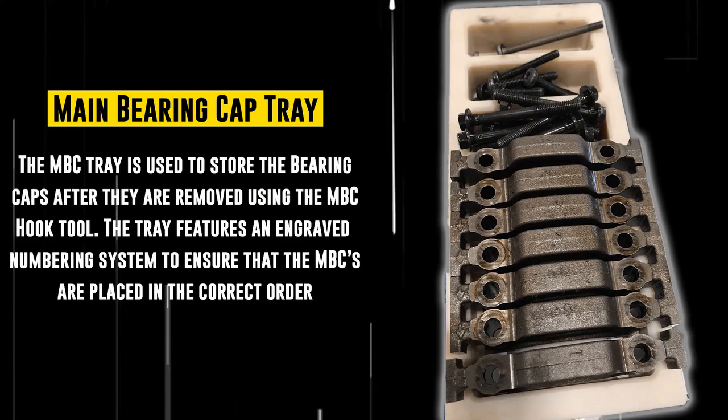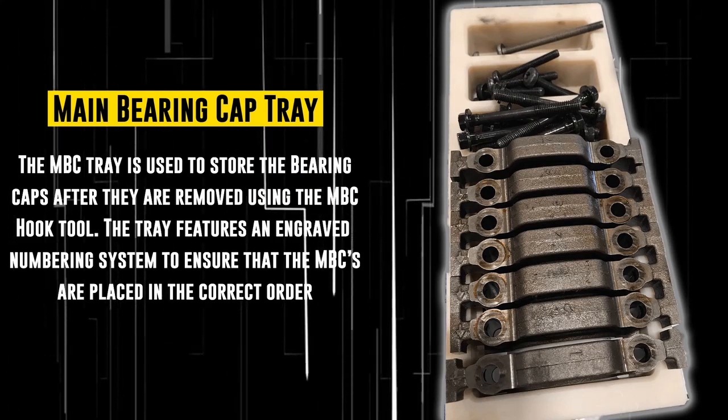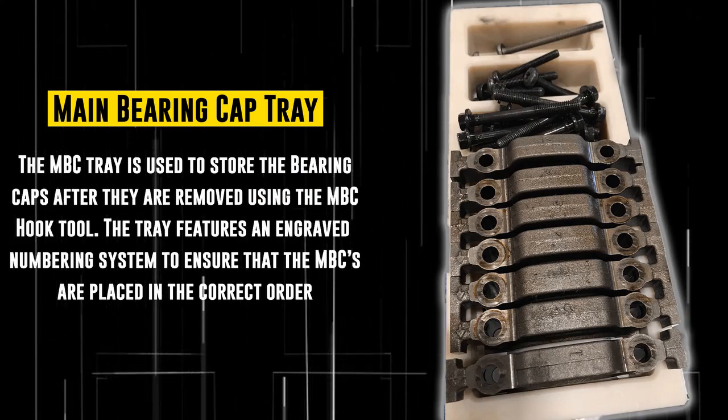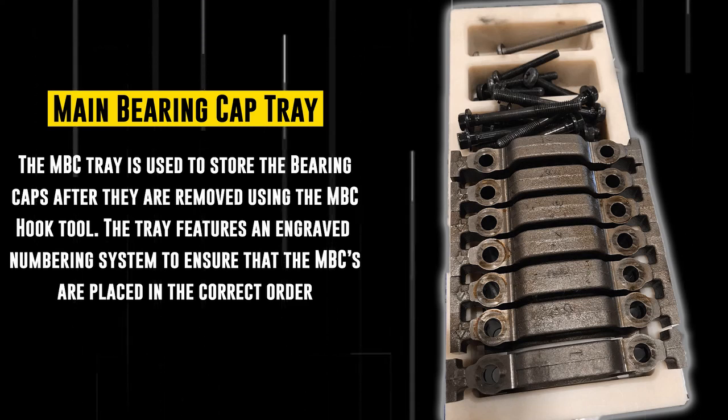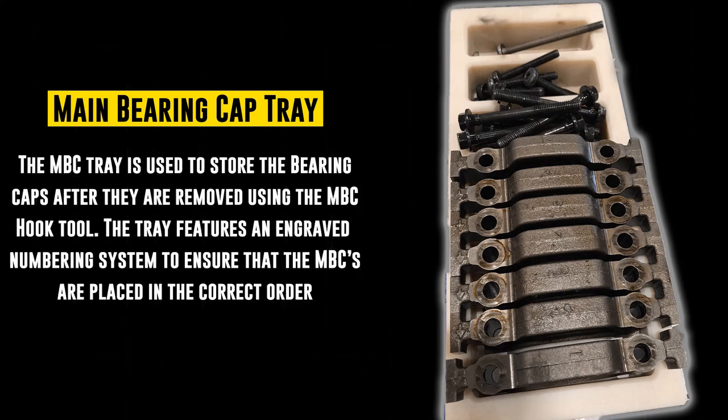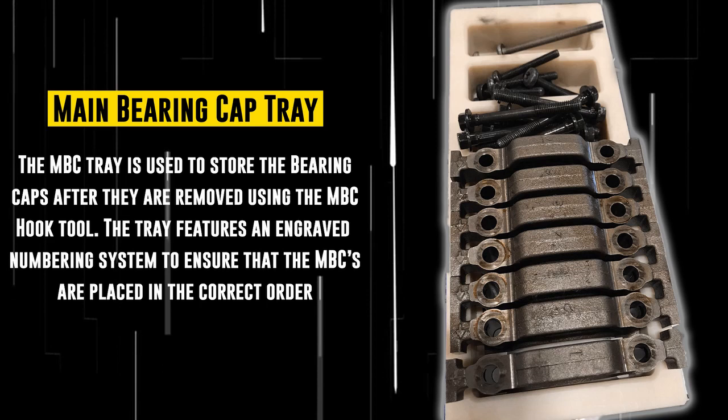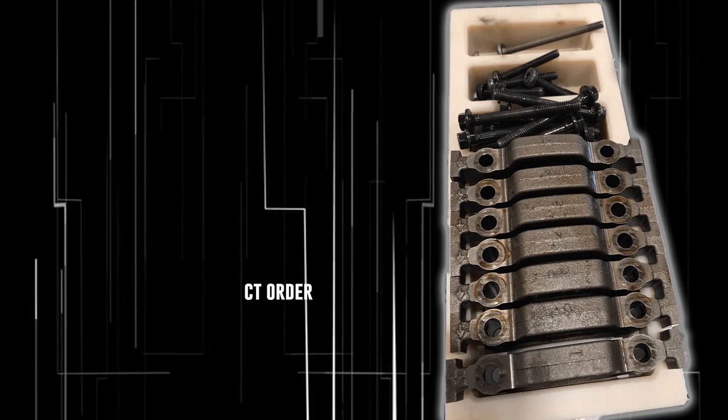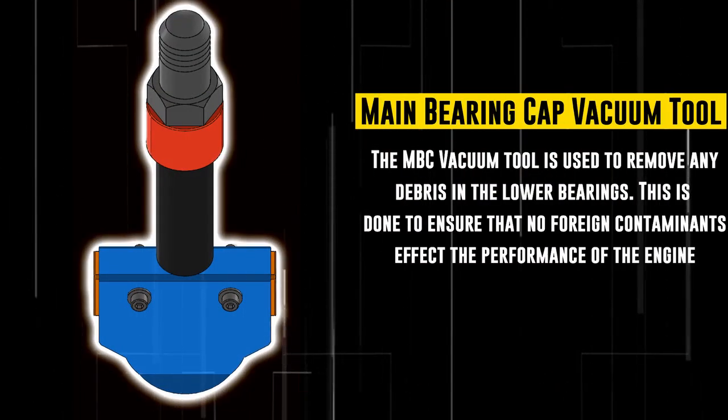Main bearing cap tray. The MBC tray is used to store the bearing caps after they are removed using the MBC hook tool. The tray features an engraved numbering system to ensure that the MBCs are placed in the correct order.